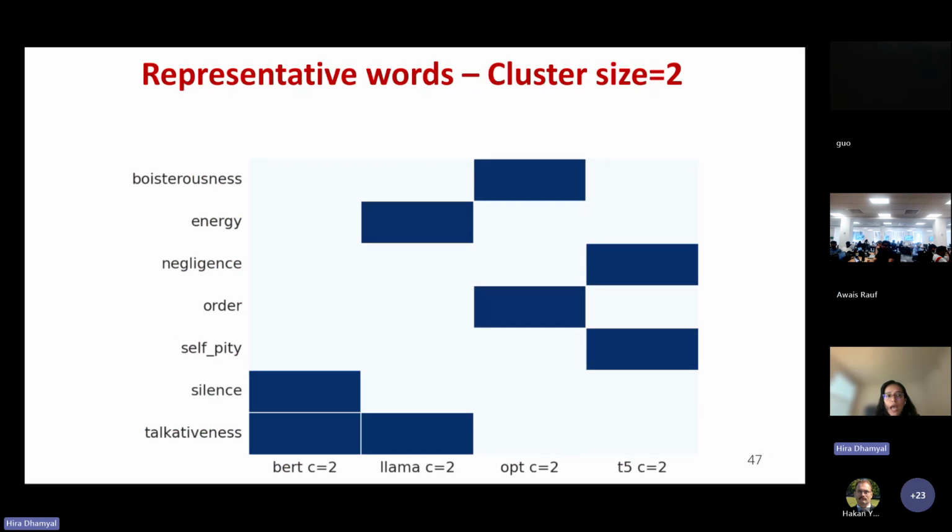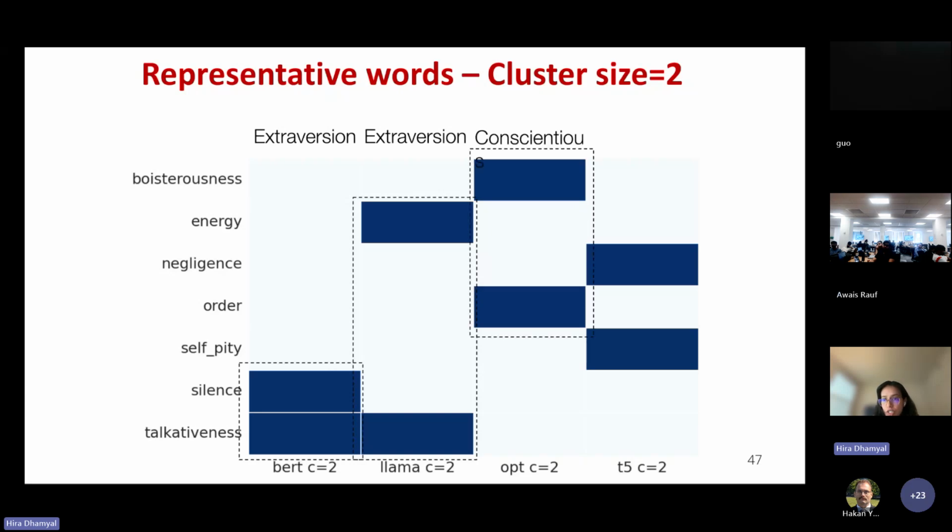But what we do is look at the representative word for each cluster. A representative word is the word that occurs most frequently in a cluster. The interesting thing here is that when we look at the clustering with BERT embeddings, and the cluster size is set to 2, where C here is cluster size, we see that the representative word comes from the extroversion domain. Both silence and talkativeness are extroverted traits, they come from that dimension. When we use Llama embeddings, we discovered that they also come from extroversion. OPT hones in on the conscientiousness scale, and T5 on the neuroticism scale.